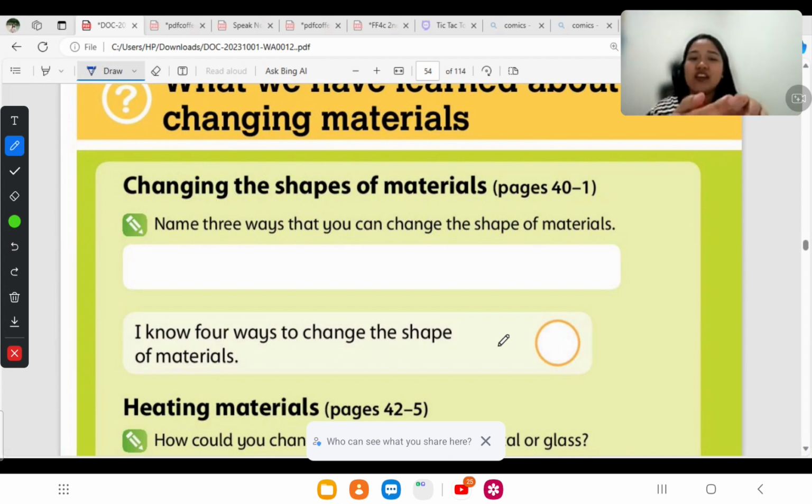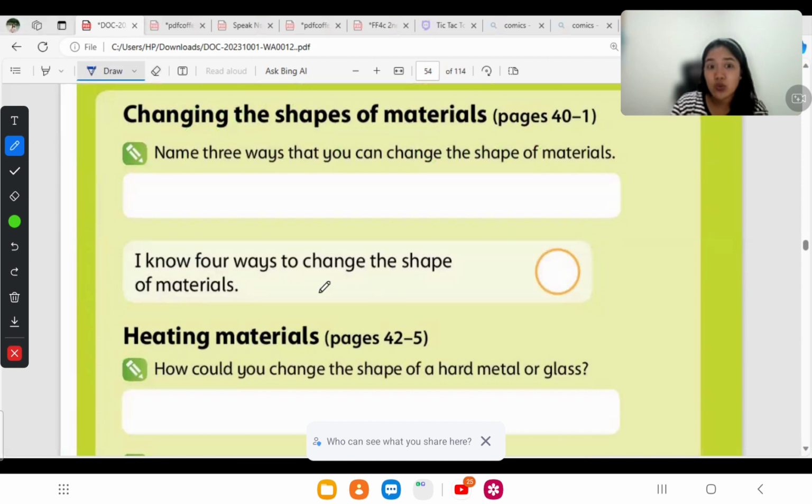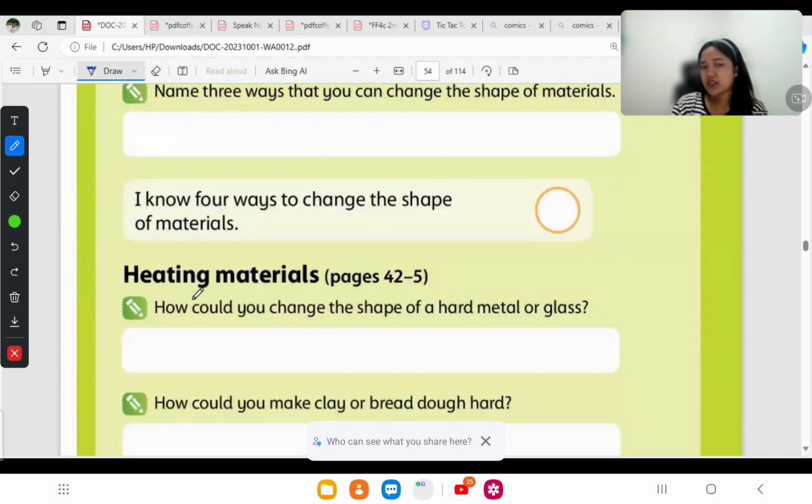And also, we use cooling and heating. By cooling and heating, they can also change their shape. So now you know four ways to change the shape of materials. Exactly. So now let's continue here.